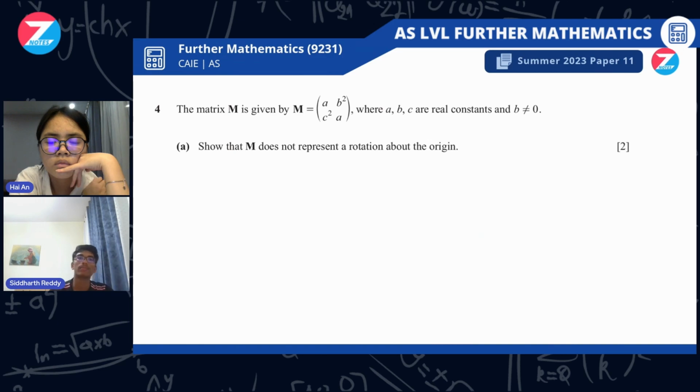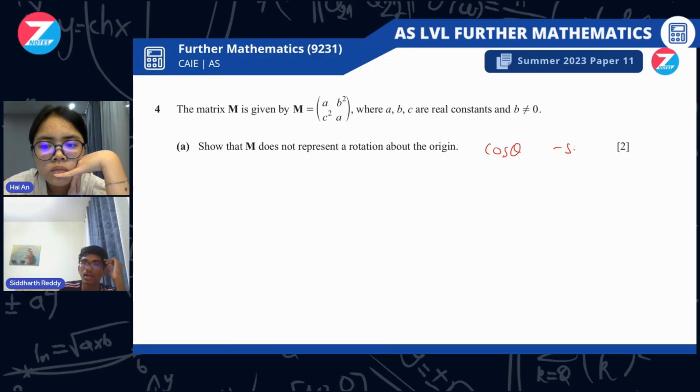The matrix M is given by M is equal to A, B squared, C squared, A, where A, B, C are real constants and B is not equal to 0. Show that M does not represent a rotation about the origin. So the matrix for a rotation about the origin is cos theta, minus sin theta, sin theta, cos theta, where theta is the angle turned counterclockwise.